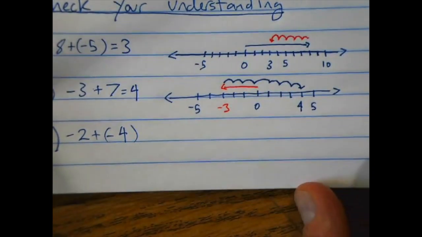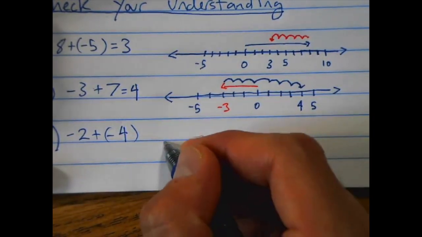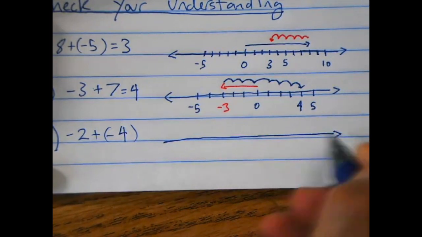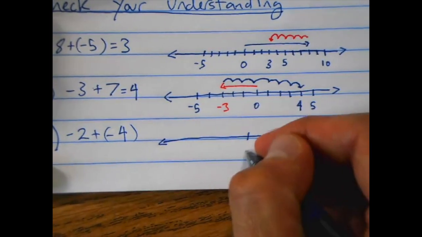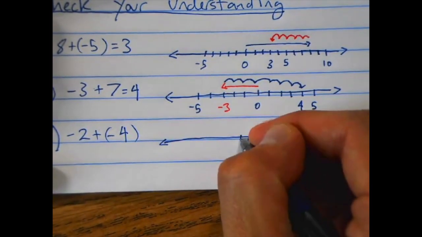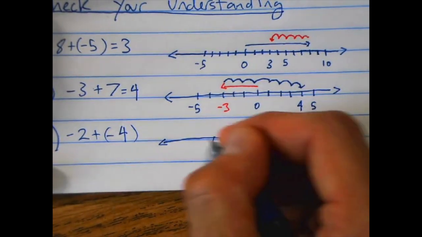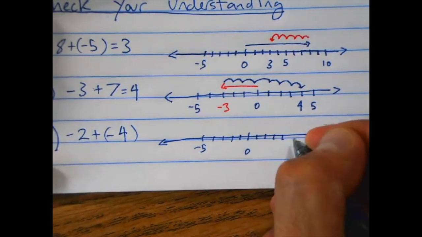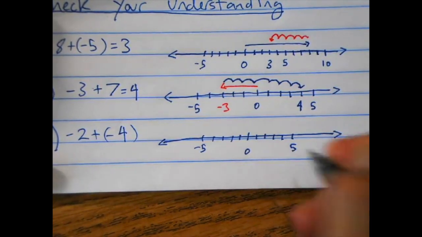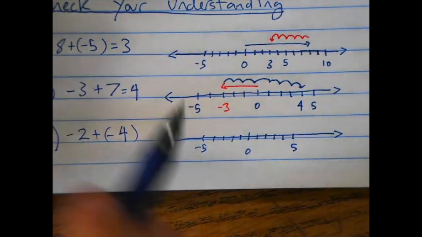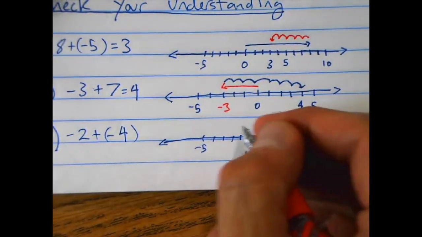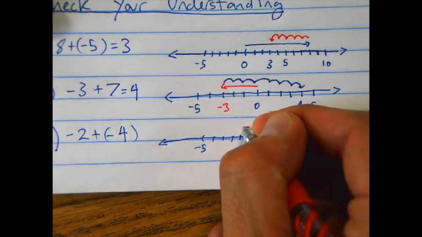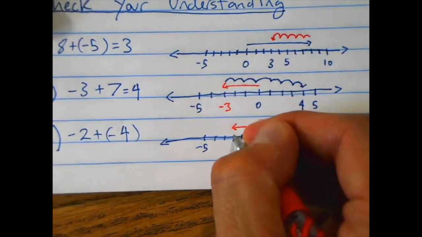Okay, one more to do. Negative 2 plus negative 4. So let's start with a number line. And let's do 1, 2, 3, 4, 5. There's negative 5. 1, 2, 3, 4, 5. There's positive 5. Start at negative 2, which is to the left of 0, 2 units over.